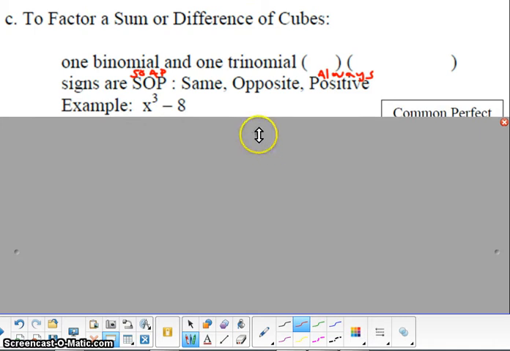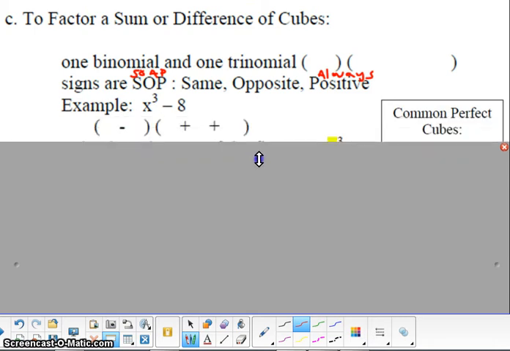Here's the example. If you have x cubed minus 8, your answer will be same sign. So that is the same sign as the original. And then opposite of the original, so that would be plus, and then always positive. So that's going to be your last one.